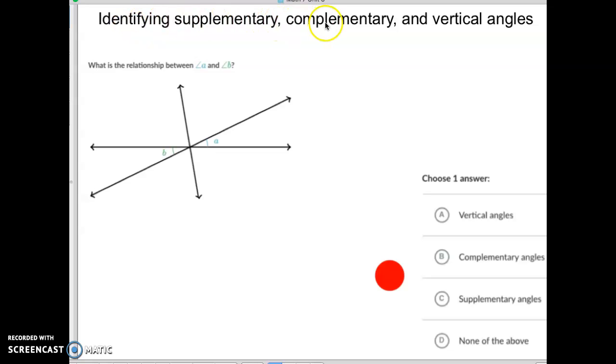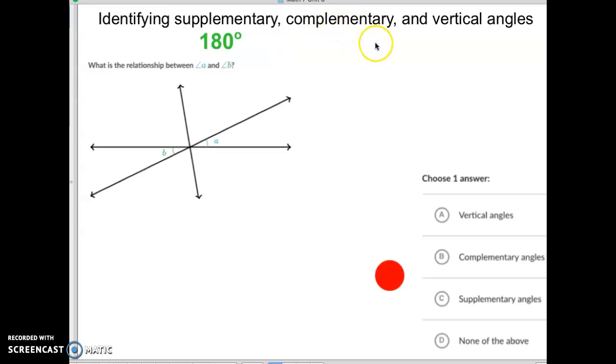Identifying supplementary, complementary, and vertical angles. Well, it's important that you understand something about this. When they're talking about this, they're talking about two angles, okay? Two angles. And the first one I'll talk about is something called supplementary angles. Supplementary angles are two angles that add up to 180 degrees. If you don't know what 180 degrees is, 180 degrees makes a straight line, just one straight line. I'll get to that in a minute.